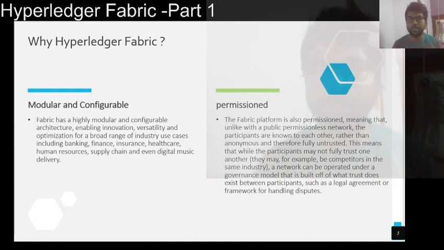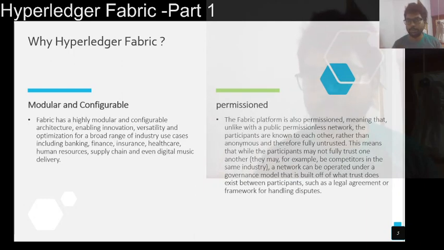Almost all places where a database can be used. But as a technology, yes, the use case requires some trust, transparency, and the blockchain capabilities. Every industry can go with Hyperledger Fabric.